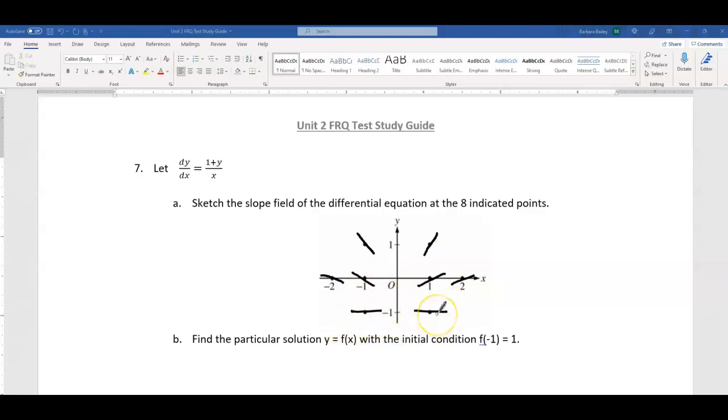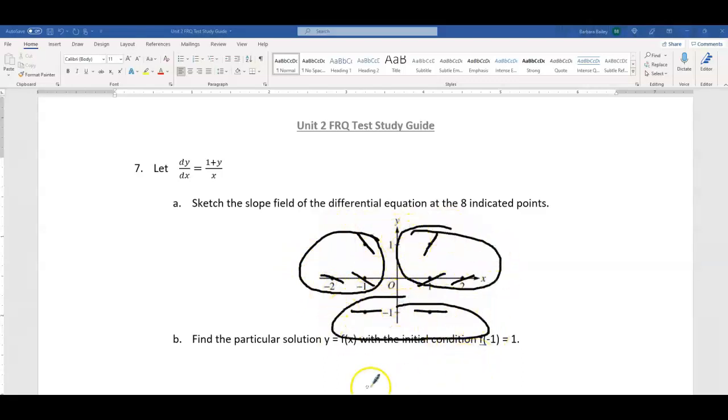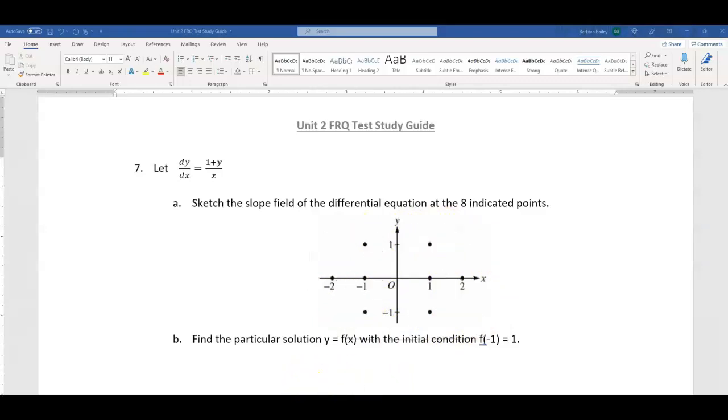So just so you guys know, when these things are being graded, here's what they really look at, though. They don't really care too much about the steepness. All they really care about is the negatives. Did you have all of these as negative and all of these as positive and these as 0s? If so, then you would get full credit for that. That's kind of what they look for, just the directions of the lines.